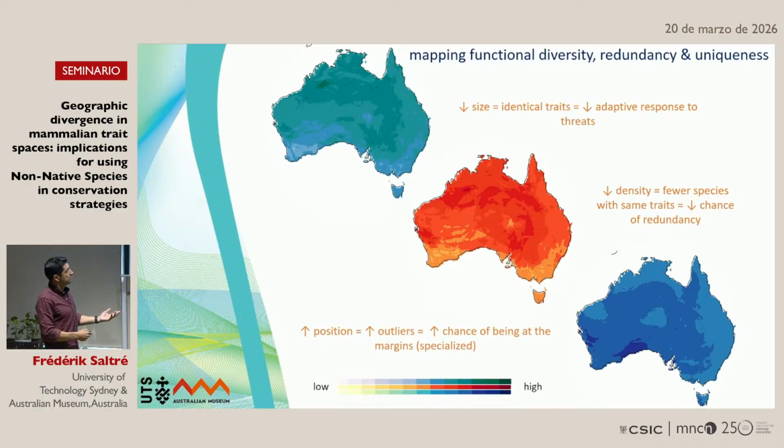Same with the density. So if you want to interpret that in terms of chance of redundancy, for example, the lower the density, the lower the chance of redundancy. With the position, when you increase the position, so if you're in the dark blue here, you're going to have more outliers, so more chance to be at the margin, much more vulnerable in your ecosystem, for example. So you can spatially explicitly have those kinds of baselines.